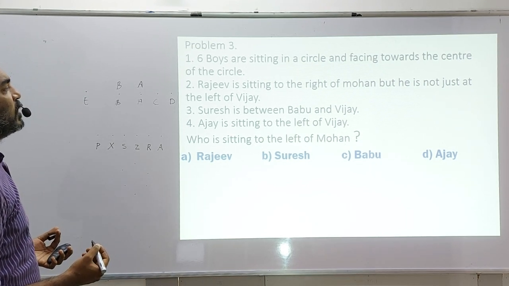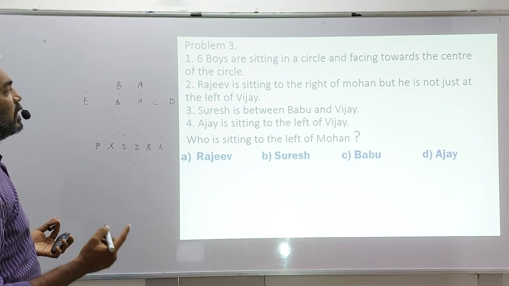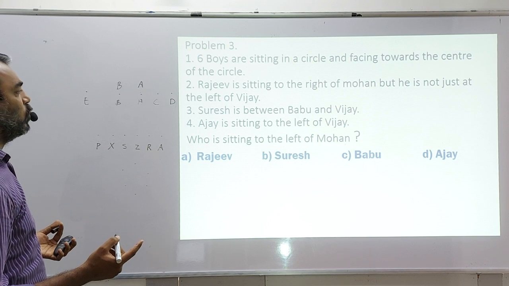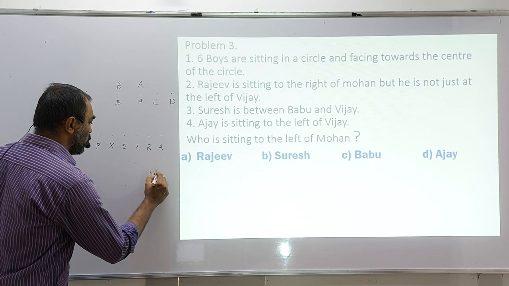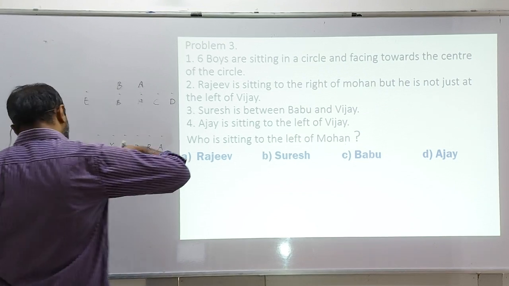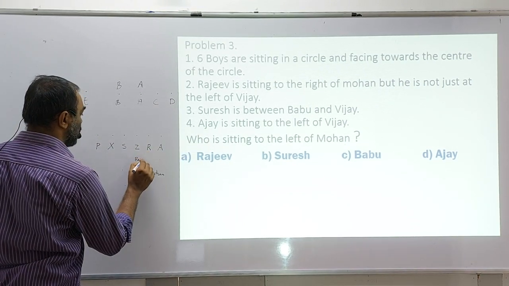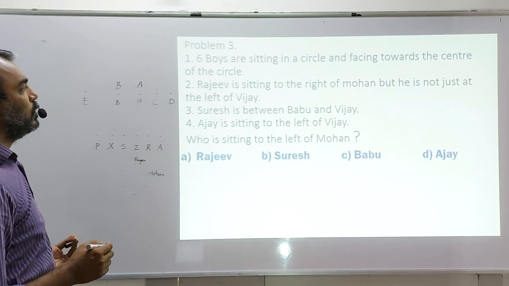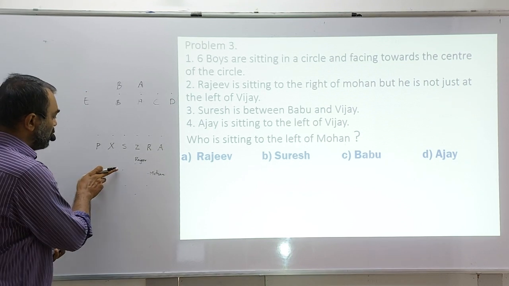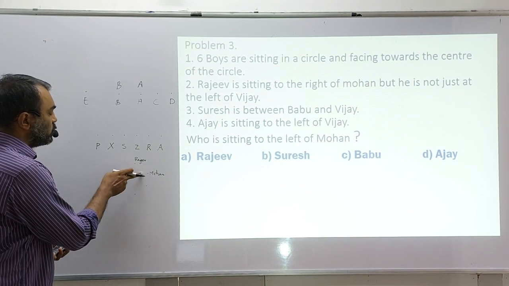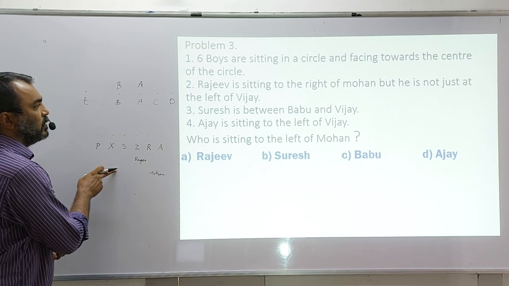Rajiv is sitting to the right of Mohan. But he is not just at the left of Vijay. Means Rajiv is sitting to the right of Mohan. So we have to first find where is Mohan. Let us say put Mohan here. Now Rajiv is to the right of Mohan. But he is not to the left of Vijay. So Vijay cannot be sitting here. Because Rajiv is to the right of Mohan but not to the left of Vijay. So Vijay cannot be sitting here.